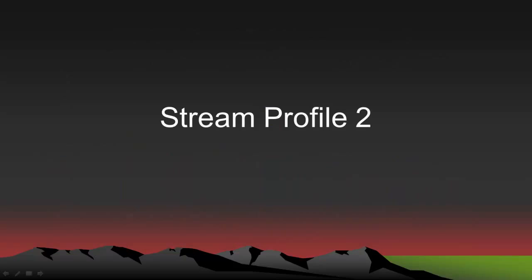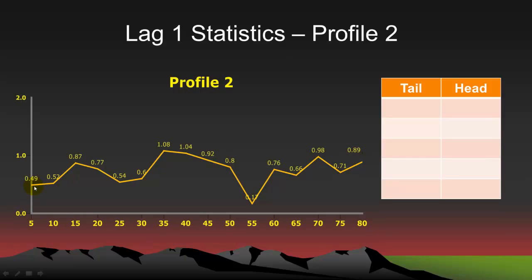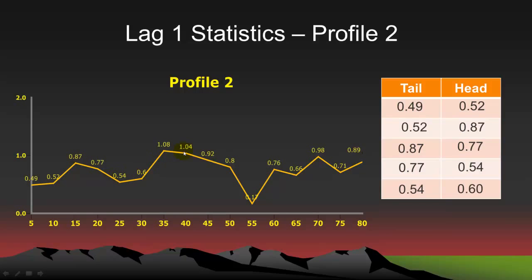Let's do the same thing with the profile that we have from Stream 2. So here I've zoomed in on the Stream 2 profile from 0 to 80 meters and plotted the profile here. And let's generate our lag 1 statistics. Start with a separation vector of 5 meters to the east, and we pair 0.49 with 5.2. Then we move on 5.2 with 8.7, and then 8.7 with 7.7, and then 0.77 with 5.4, 0.54 with 0.6, and we keep moving across the stream profile until we reach the end, pairing samples at the head and tail of the separation vector.